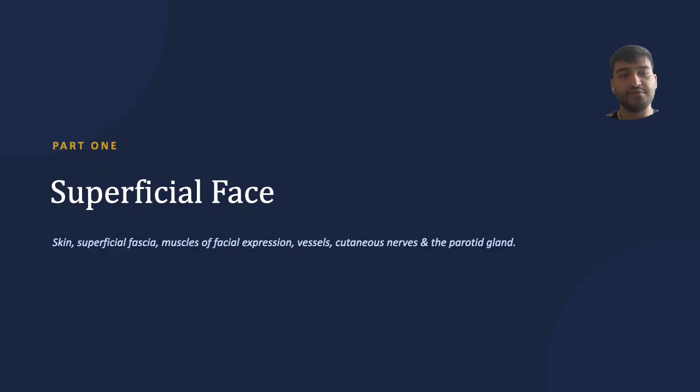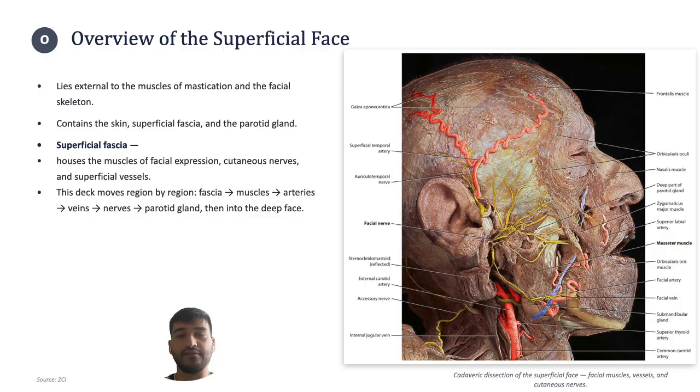So for superficial face, we're going to be going over the skin, superficial fascia, muscles of facial expression, and then all the vessels, cutaneous nerves, and the parotid gland. So basically, the superficial fascia houses all the muscles of facial expression, cutaneous nerves, and superficial vessels. Here's a better diagram, I guess.